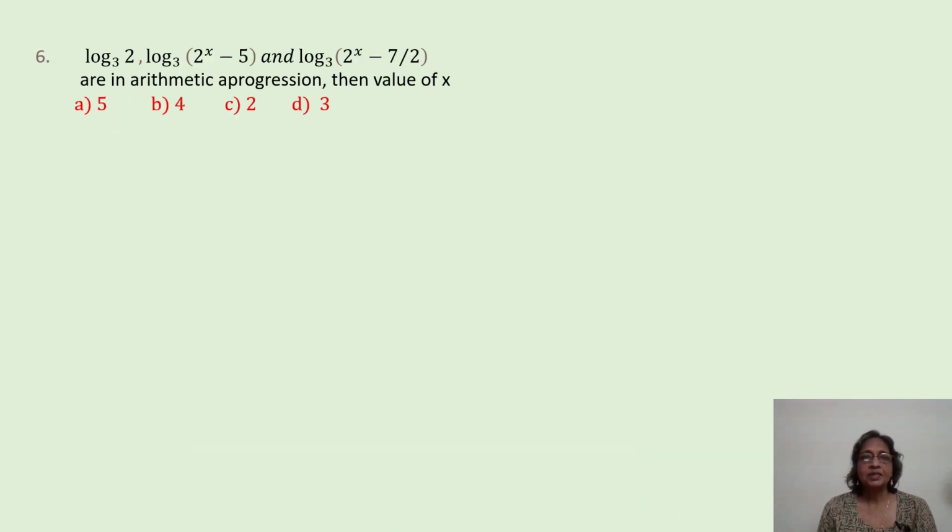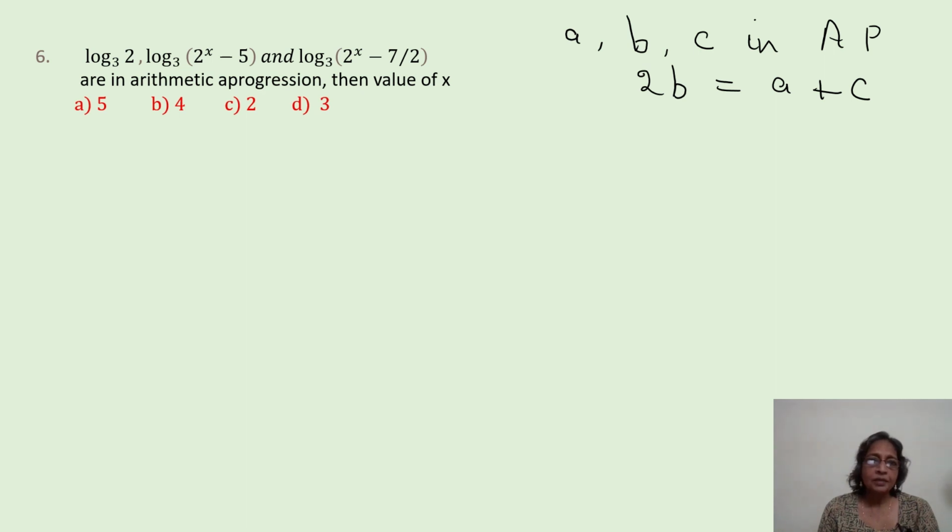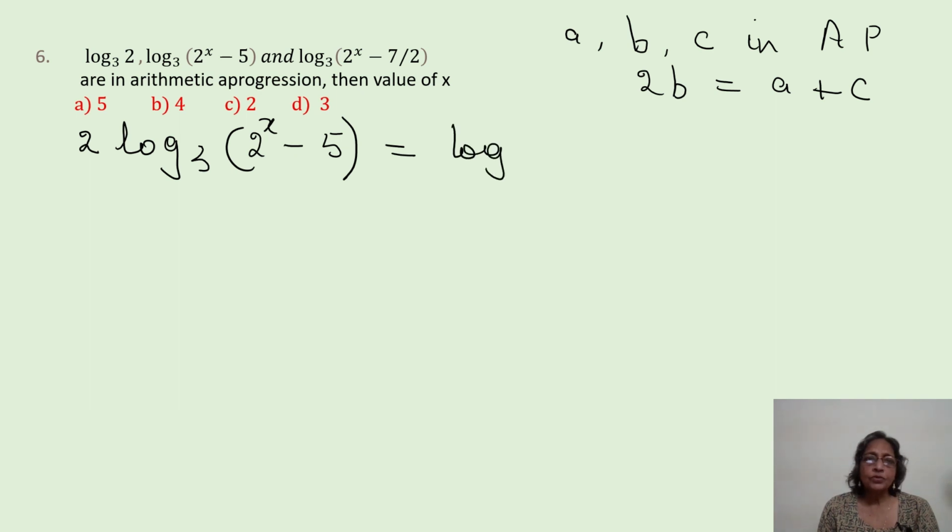Okay. Now you have three values which are in arithmetic progression. Now you all know what is arithmetic progression. So if we have A, B, C in AP, then 2B is equal to A plus C. So over here, we are going to use this property. So I'll get 2 log 2 raised to x minus 5 to the base 3 equal to log 2 to the base 3 plus log 2 raised to x minus 7 upon 2 to the base 3.